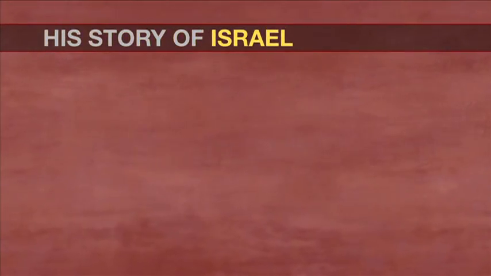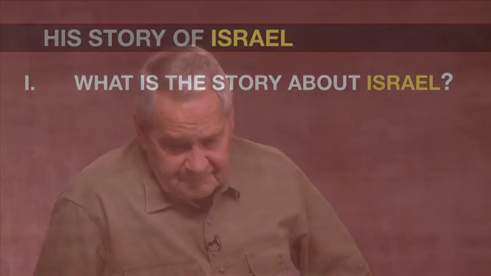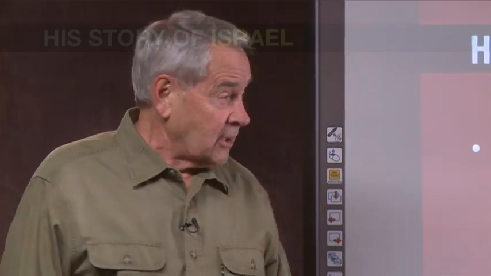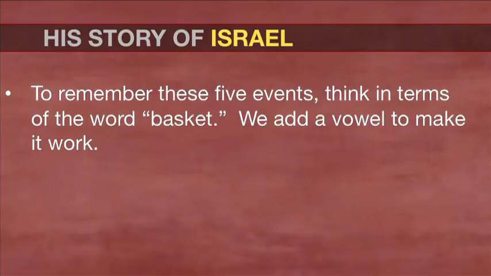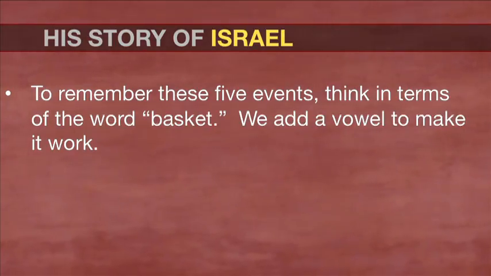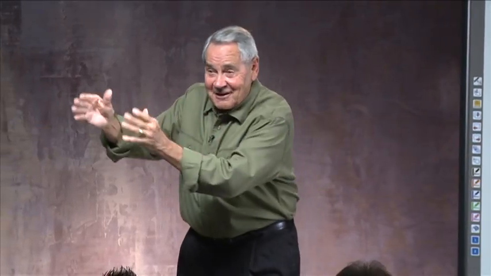What's the story about Israel? Well, let's look at it. Genesis 12 to Malachi. Now, to remember these 5 events, what do we remember about mankind? What were the 2 words? Kufnab. All right, this is a lot easier. Basket. Not even 2 words, 1 word. And just think of it. If you remember 3 words, you know the Old Testament. All you have to do is fill in the spaces.